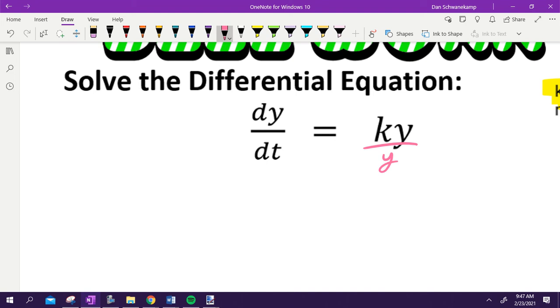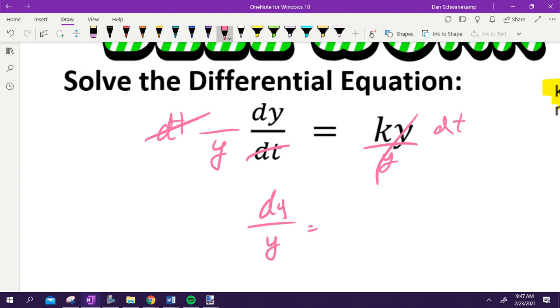So my first step, I said move y. So I'm going to divide both sides by y, and I'm going to multiply by dt. So over here, dt cancel. Over here, the y's cancel. So I get dy over y equals k dt. We separated first. That was step one.